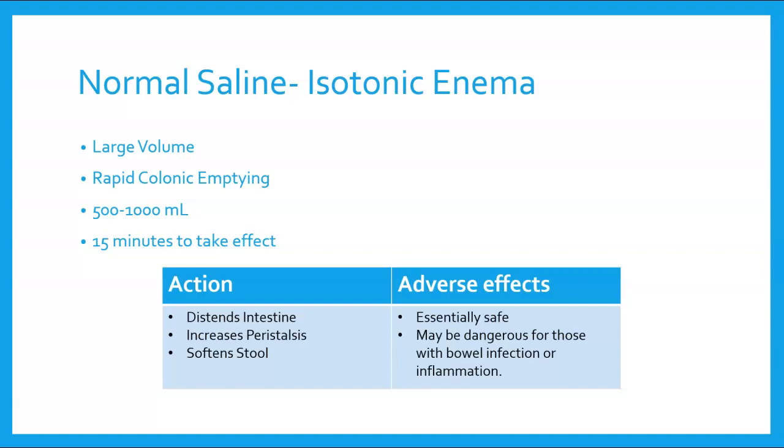All right, normal saline, or this is called an isotonic enema. So this is another large volume enema. Again, it causes rapid colonic emptying. The volume is 500 to 1,000 milliliters, and it takes about 15 minutes to take effect. Again, with this one, kind of the same thing. Distends intestine, increases peristalsis, and softens stool.